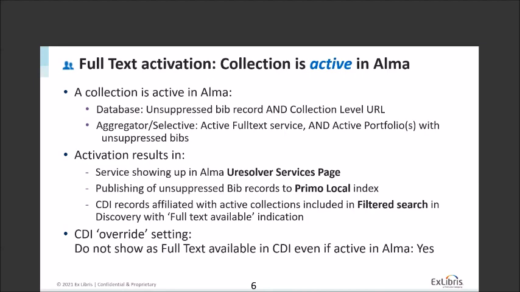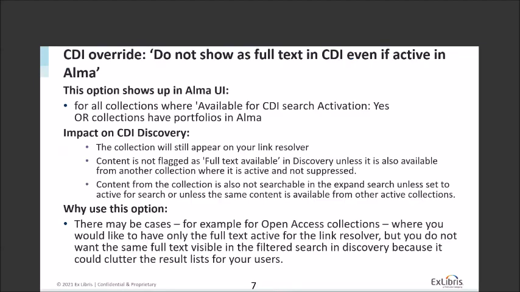Let's look at what the impact is of using this override. First of all, you can use this override for any collection that is available for CDI search activation, yes, but also if it has portfolios in Alma. This is when you can see the setting in the Alma UI in the electronic collection editor. And if you use the option, the impact it will have on the CDI discovery is that it will no longer show up and be flagged as full text available in your discovery results. So the impact is only on CDI. It is not on your uResolver. So the collection will still appear on your link resolver, but not when you come from a CDI record.